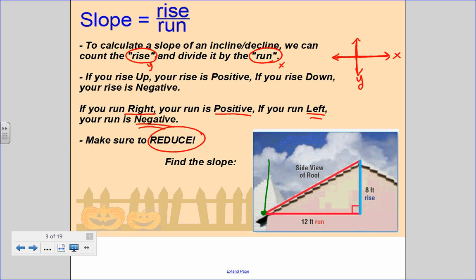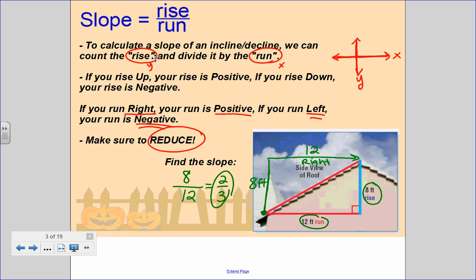I go up until I'm level with the height of that roof, and I notice over here I'm told that it is an 8-foot rise. So I've risen 8 feet, which means in my rise over run I'm going to have an 8 over, and then my run, I went to the right, so that is positive, and that run was 12 feet, so my run is positive 12. We'll then need to simplify this, so divide by 4 to get a slope of 2/3.